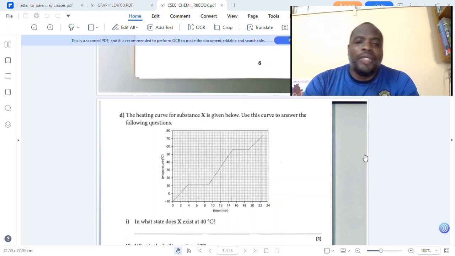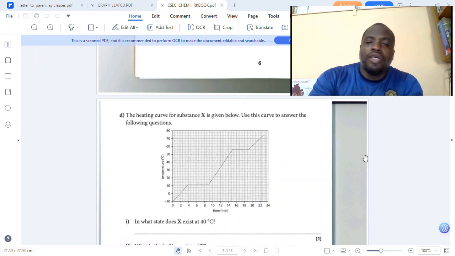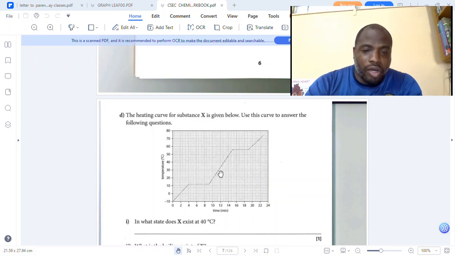Part D speaks to a heating curve. Now, this is a heating curve of a substance X, and it's given below. They say use the curve to answer the following questions. The moment CXC or any question your teacher provides you with a heating curve, think about something being heated from a solid to a gas. Right? Now, on any heating or cooling curve, where the cooling curve is the opposite, you're moving from a gas to a solid. These slant lines represent the state of matter of the substance.